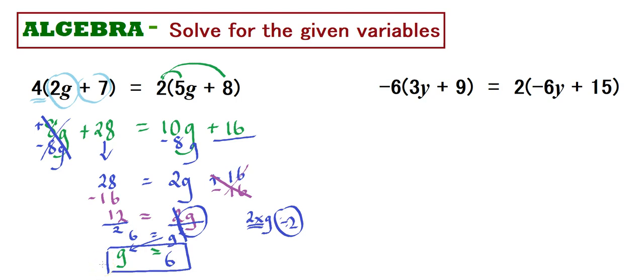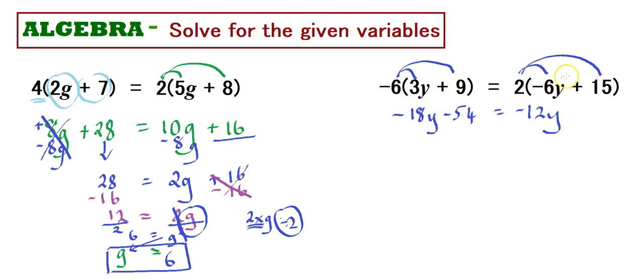On this one over here, let's multiply out of the brackets. So we have minus 6 times 3y, which is minus 18y. Then minus 6 times positive 9, which is minus 54. Don't forget, a negative times a positive is going to be a negative, so we've got minus 54. On this side, we've got 2 times minus 6y, so that's going to be minus 12y. And 2 times positive 15 is positive 30.